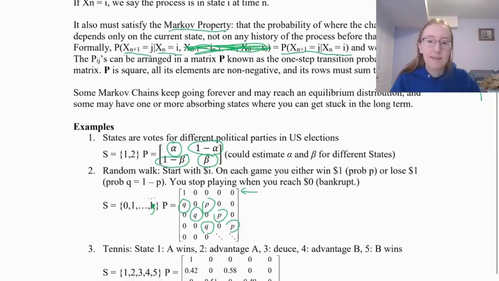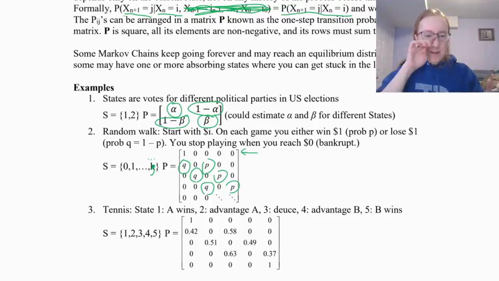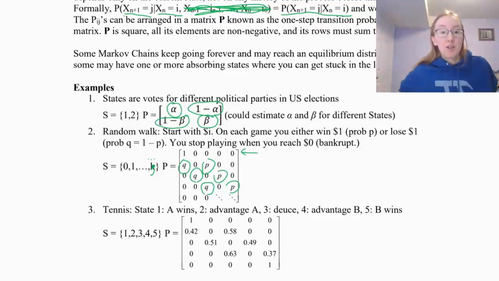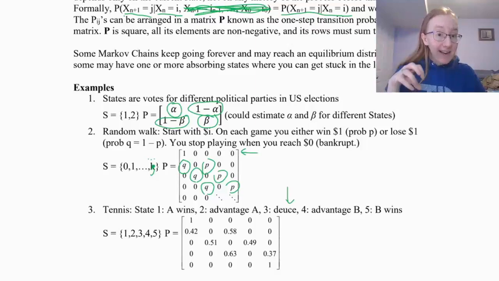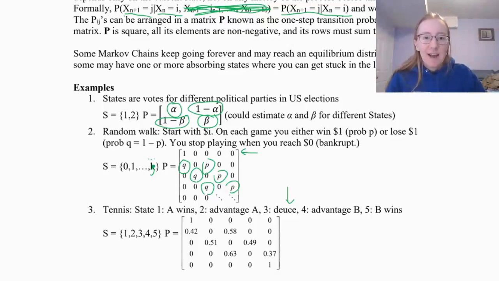One last example, which is actually based on a project that some students did for me in Stat 334, is to look at a tennis match. If you know how tennis works, once you get to deuce, which is where both players have won 3 points each, you have to win by 2. So deuce is where we start. If a player wins at that point, they have the advantage, and if they win again, they win that game, and a new game will start. So you have to win by 2.